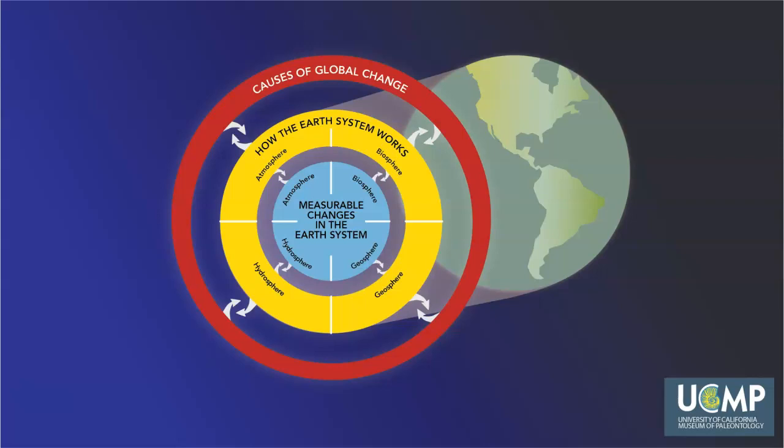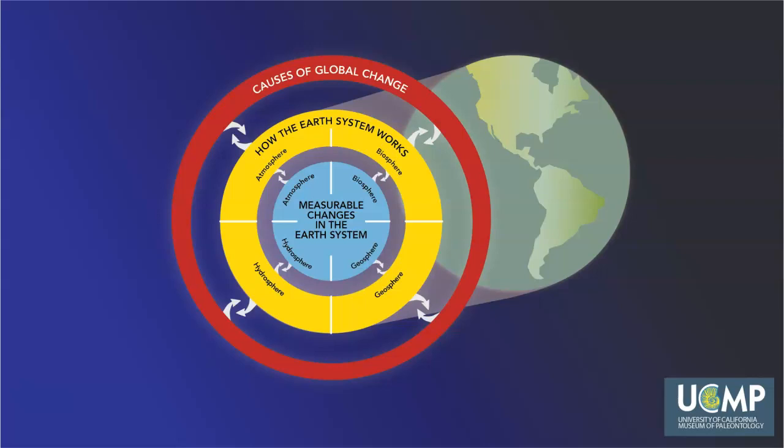Studying past global change is essential for understanding and making predictions about global change today, and will help us prepare for a sustainable future. There are an enormous number of aspects of the Earth system that can be measured. Here we will consider just some of the most significant changes that are occurring around the world.